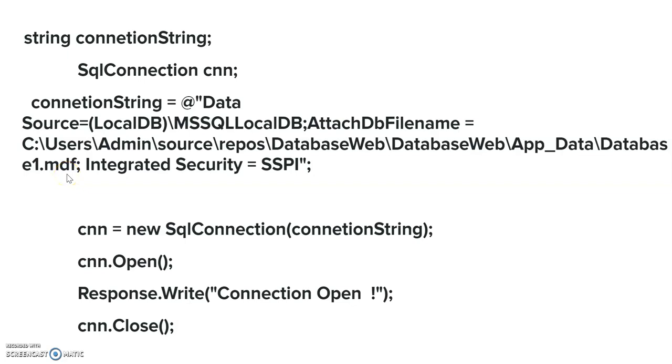I will show later how exactly you can get this connection string data. This is a very simple method to connect, and integrated security is SSPI. Then CNN is equal to new SQL connection, and the connection string is passed to this object. Then write CNN.open. CNN.open will open this connection, and if it is opened successfully, then Response.Write prints "connection open".